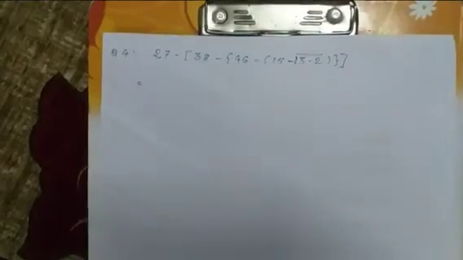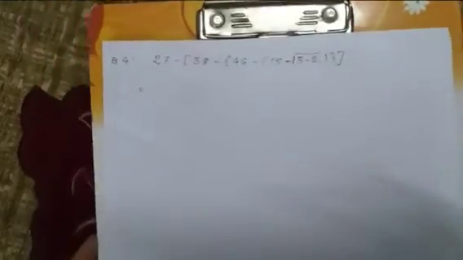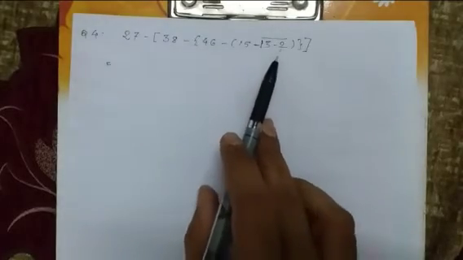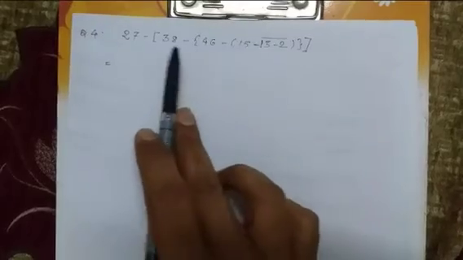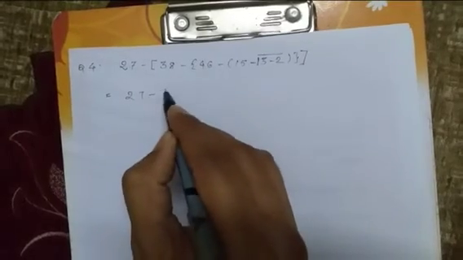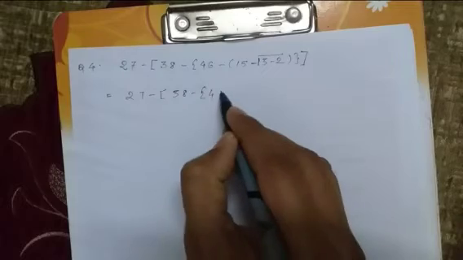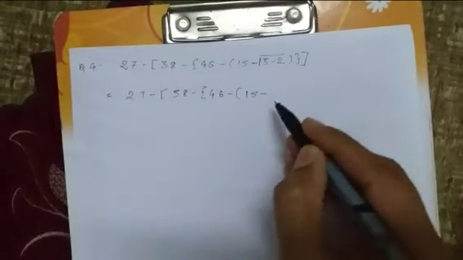Now you know the sequence. If you want to solve such a question in which there is more than one bracket, what sequence do we have to follow? First we have to open this vinculum, then common bracket, then curly, and then finally square bracket. Let's see here. 27 minus 38 minus 46 minus 15. Now let's open this vinculum.